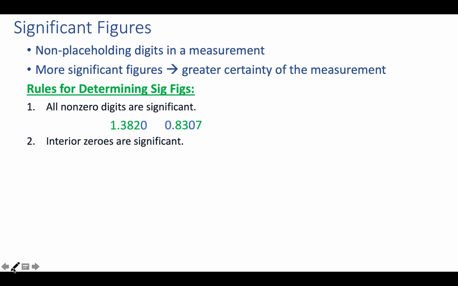Rule number 2 is that interior zeros are significant. What I mean by interior zeros is zeros that come in between two non-zero numbers. So this first number, the 1.3820, doesn't have any interior zeros, so we're going to skip this rule for that number. But our second number does have an interior zero, and that's this zero right here, the one in between the 3 and the 7. So based on rule number 2, that zero will also be a significant digit.